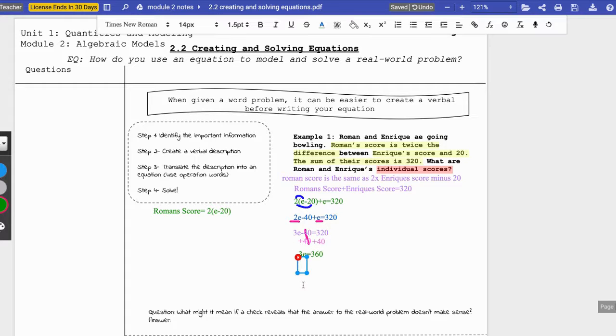All right, divide by 3. Doing that, first of all, it's going to cancel the 3 on the left. And then on the right, 360 divided by 3 is going to give me 120. So E is equal to 120. So that's Enrique's score. So we know Enrique's score is 120.